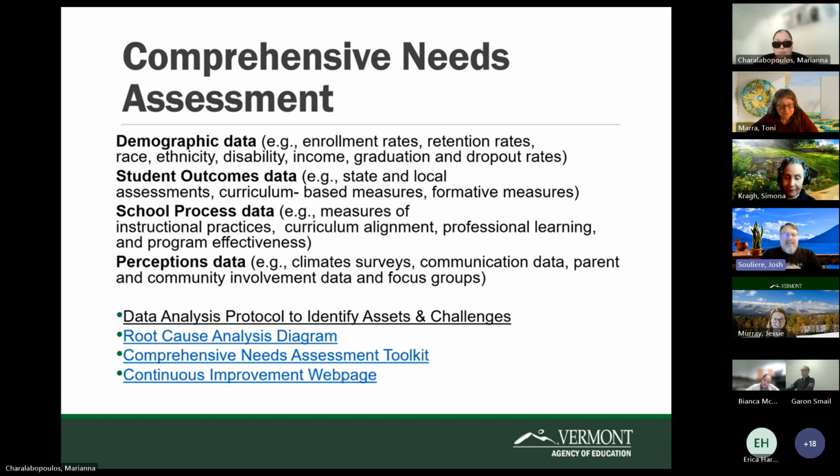Thanks, Jesse. As Jesse said, as part of the continuous improvement process, a comprehensive needs assessment is conducted so that schools can analyze multiple sources of data from four main categories: demographic data, student outcome data, school process data, and perception data. From these data analyses, schools can identify assets and challenges of specific problems of practice, as well as underlying root causes. Our comprehensive needs assessment toolkit and website resources can support teams in this process. The results of your needs assessment will be documented in the data inventory template, which will support the development of your goals and strategies in your CIP.